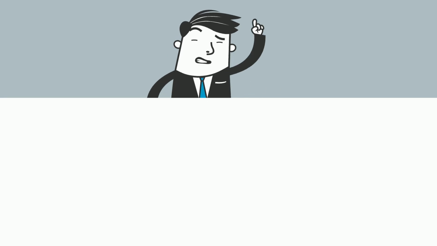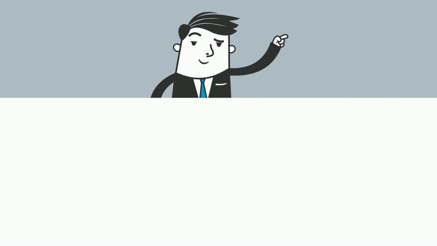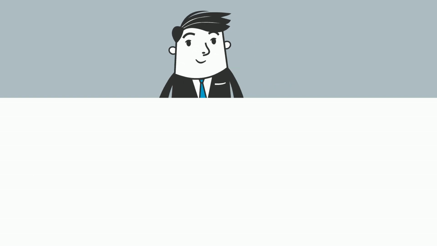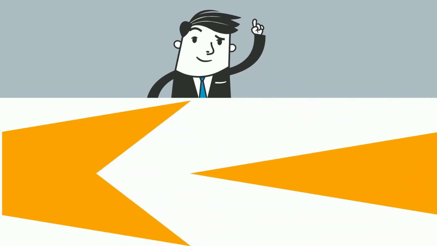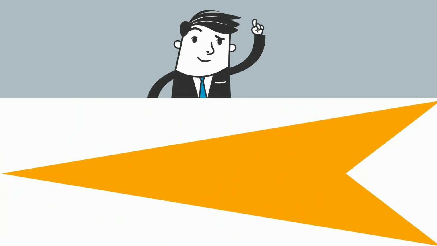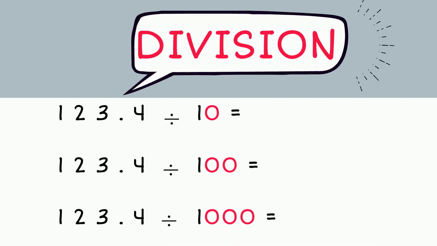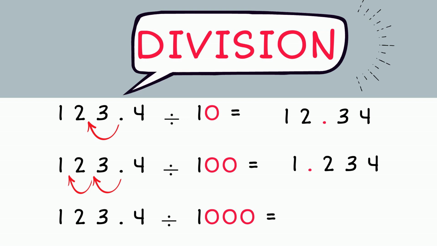Now let's dive into dividing decimals by powers of 10. Guess what? It's just as simple. When we divide decimals by powers of 10, all we have to do is move the decimal point, but this time, we're moving it to the left to make the number smaller. Again, the number of steps to the left is the same as the number of zeros in the power of 10. For example, if we divide by 10, we move the decimal point 1 step to the left. If we divide by 100, we move it 2 steps. And if we divide by 1000, we move it 3 steps.